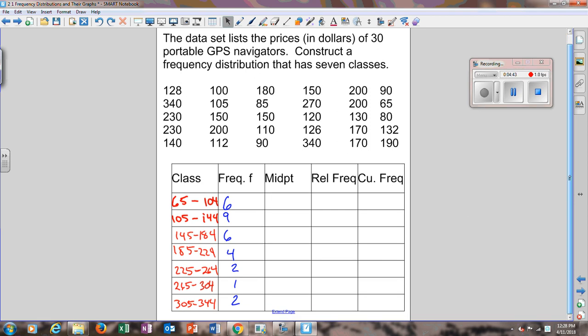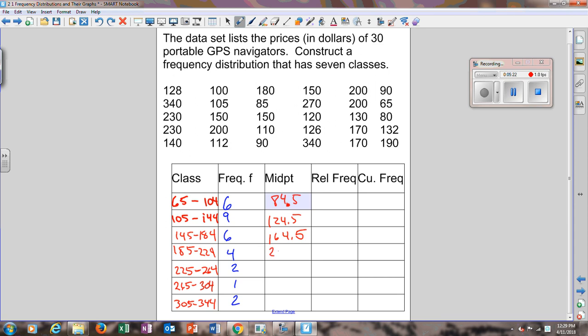Now we have to find the midpoint or the class mark. So you do 104 plus 65 and then divide that by 2. That gives you 84.5. So we're at 84.5 and then you go up 40. So 124.5, up 40 more, 164.5. And make sure this makes sense. 164.5, yeah, it's about in the middle of those two. You don't want to end up with a number that's way off because you made a simple mistake.